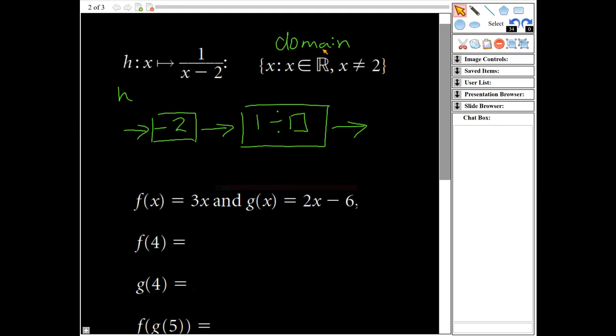So my domain is basically saying I put in any number whatsoever except for 2. Now 2 would cause trouble because we'd do 1 divided by 0. If you try that with your calculator, it's going to throw an error. You wouldn't like it. All right, so this notation here is explaining we've got a function called h, which is written in terms of x, and then this is what it is. It's 1 divided by x minus 2.